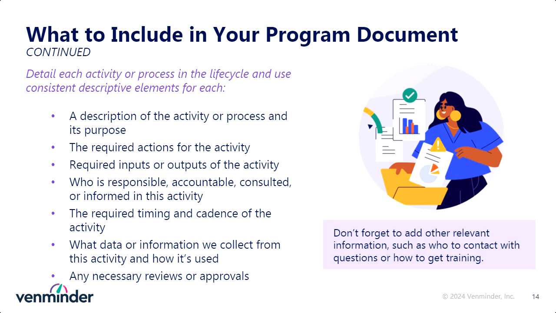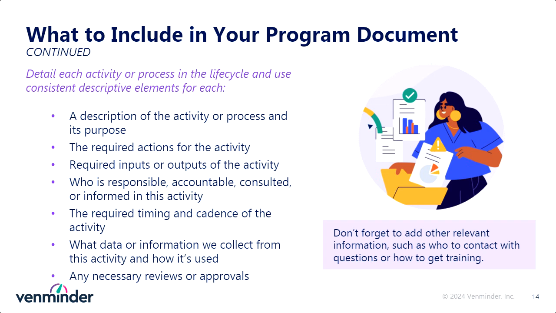When you're breaking down that life cycle, you want to make sure that you're giving a description of the activity. So, for example, what does the planning activity entail? What is its purpose? What are the required actions? And what inputs and outputs do we get from that activity? We also want to talk about who's responsible, accountable, consulted, or informed in this activity. We know that as sort of a RACI chart.